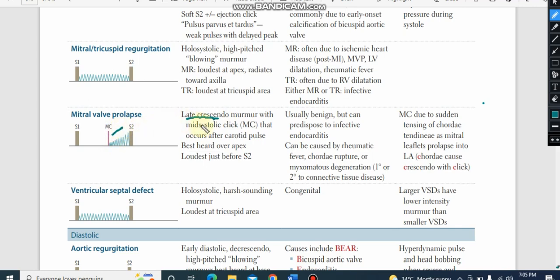It is an increasing pattern murmur, with a mid-systolic click that occurs after the carotid pulse. The clicks and the ejections we will do later. So best heard, what is the site? It should be the mitral area, so it is best heard over the apex. Now it is heard just before S2. You can see systole is basically S1 and S2, and it is heard just before S2.